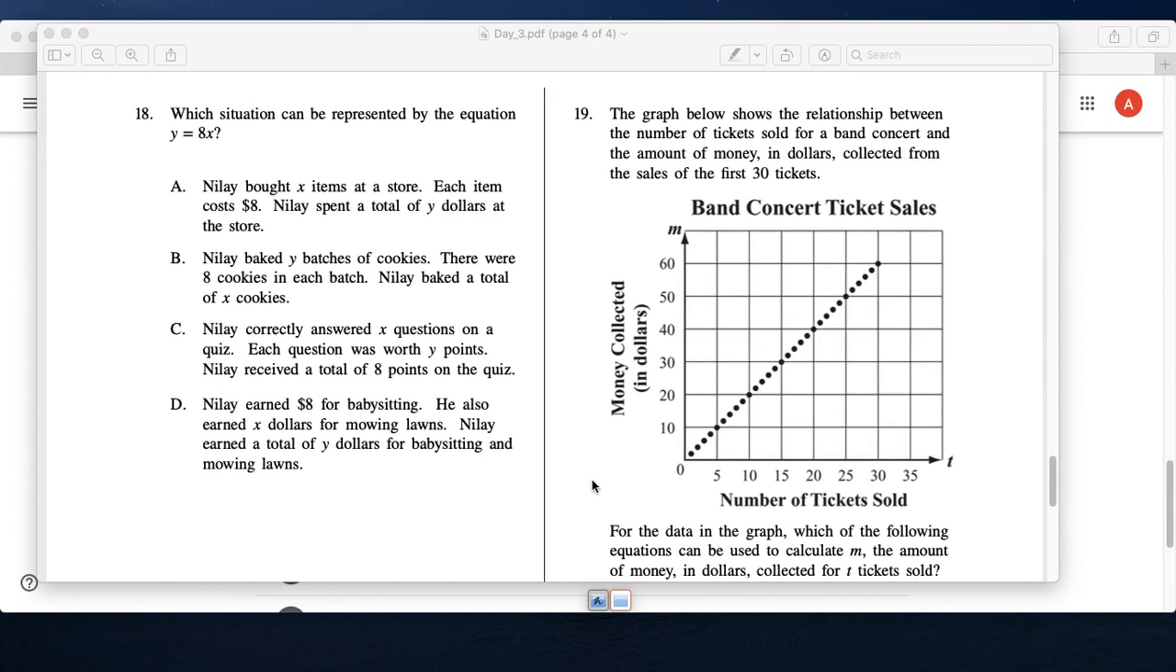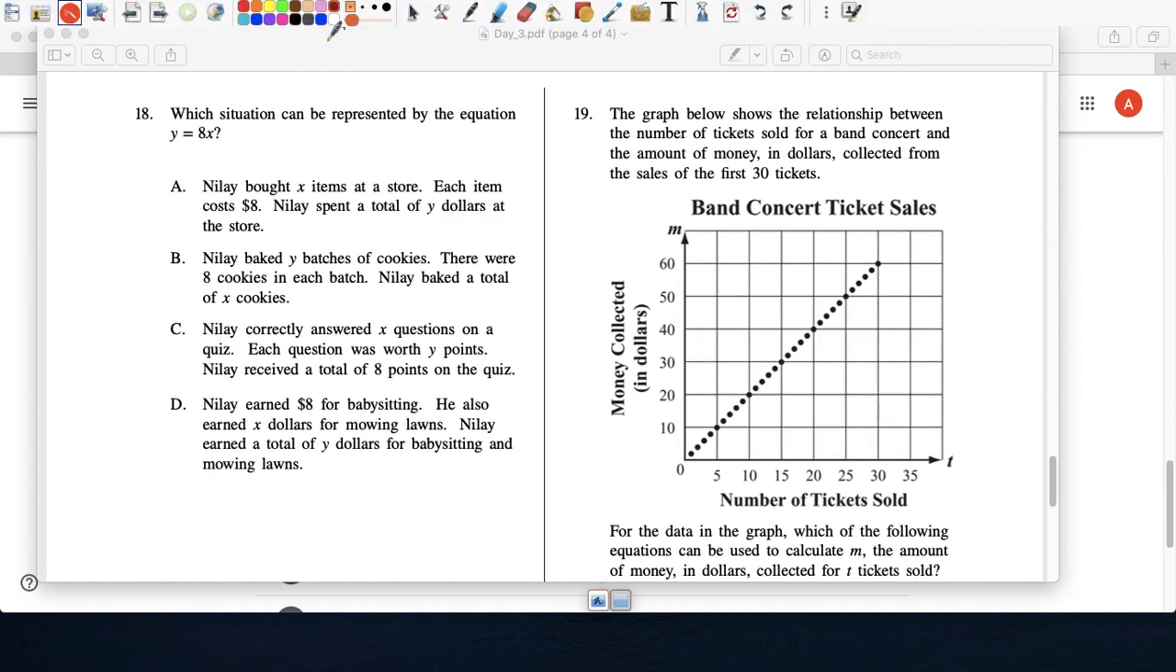Which situation can be represented by the equation y equals 8x? Remember the equation y equals mx plus b. M is your slope, and b is your y-intercept. Is there a y-intercept here? There is. It's 0. So y equals 8x is a straight line through 0. It's proportional, correct? So let's see which situation. Nina bought x items at the store. Each item cost $8. Nina spent a total of y dollars at the store.